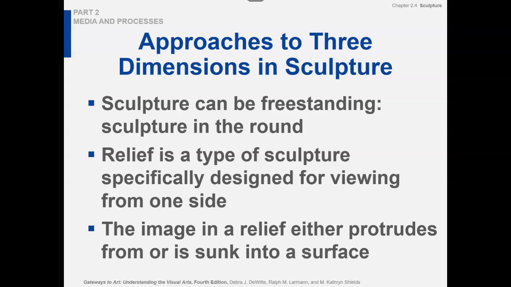So there are some of the approaches that artists will take to different types of sculpture. We have sculpture that can be freestanding. It's sculpture in the round. We can walk around it. Then we have reliefs, which basically are designed to be seen from one side. And in a relief, it's either sunk into a surface or it protrudes, it pops out from the surface.